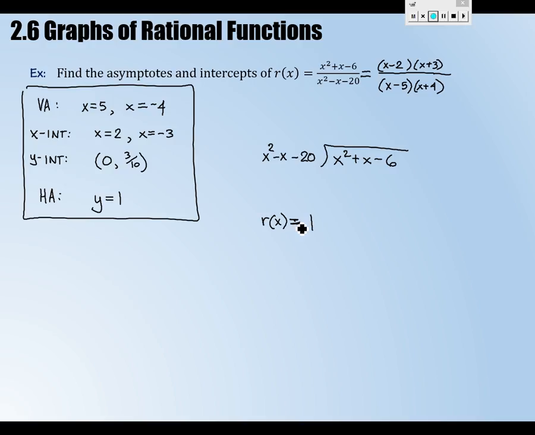We write this is equal to 1 plus, what'd you get for the remainder? Is that what you guys got too? 2x plus 14? Yeah. Okay. Over. All right. So I think we did it. That's what we're saying, that this function could be rewritten this way, right?